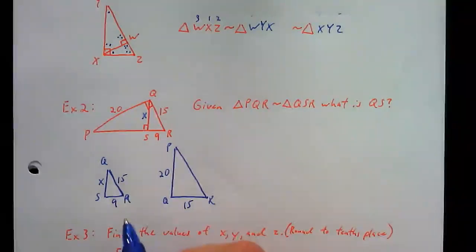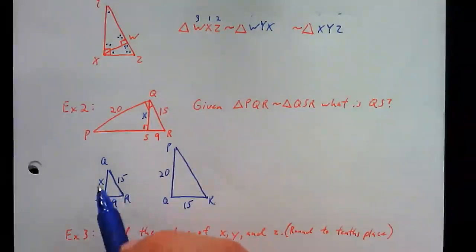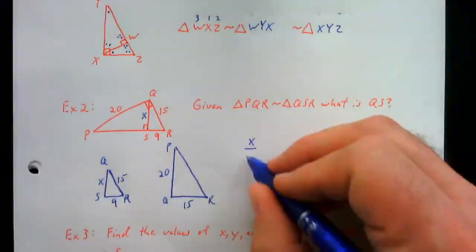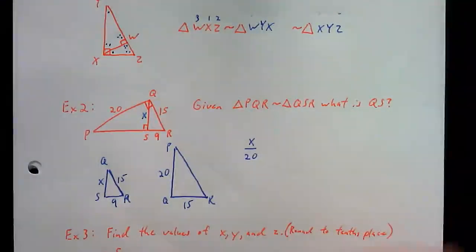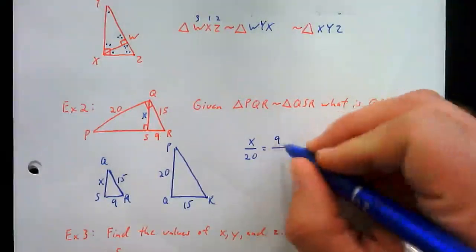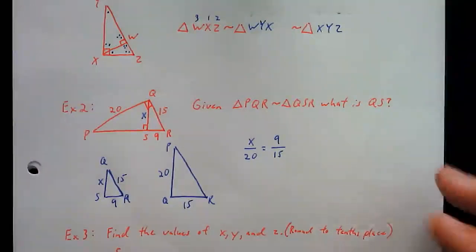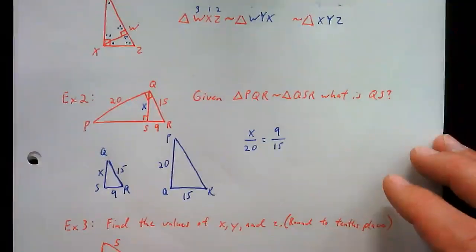So we can pick a side that we have the X on. So here is X. It's going to match up with the 20 that's on that same corresponding side. Then we have to pick two sides that have numbers. So the 9 and the 15 go together. Again, there's more than one correct way to set up that proportion. You could have also done X over 9 and 20 over 15. There's at least 4 different ways to set up any proportion.